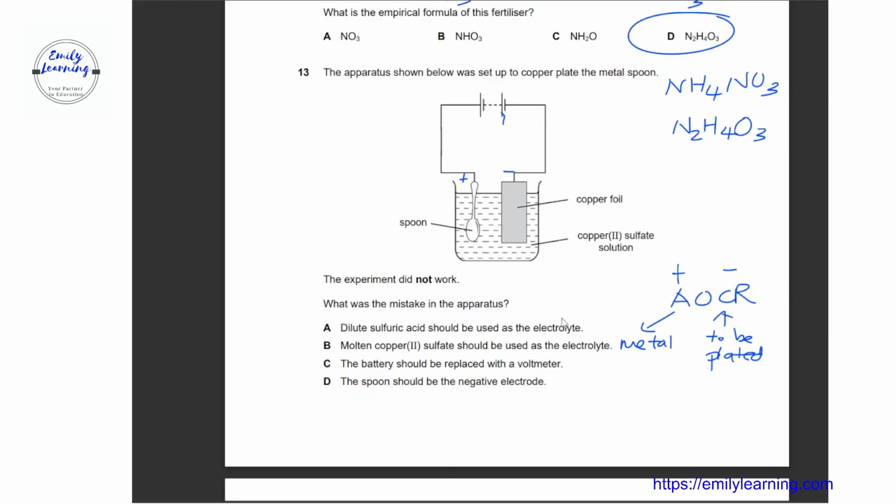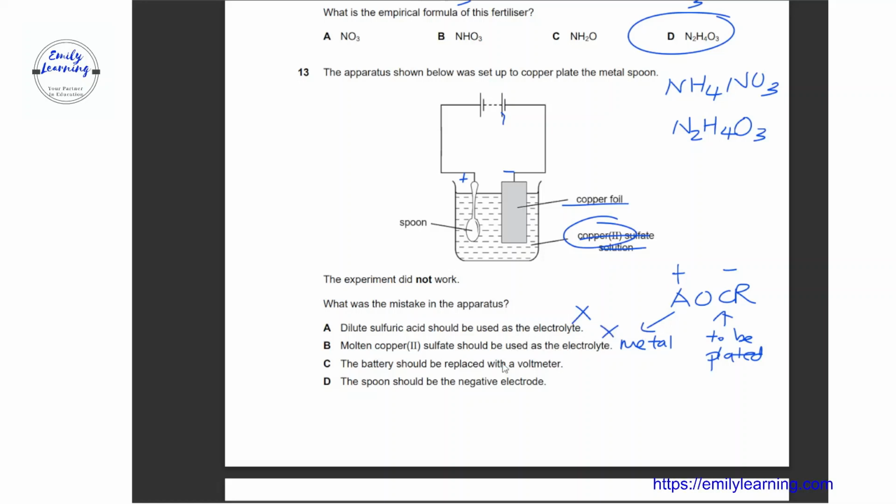Next, dilute sulfuric acid should be used as the electrolyte. No, I want to coat with copper, right? I put copper foil and copper(II) sulfate because I want to coat with copper. So copper(II) sulfate is correct. The problem is you have put the spoon and the copper foil at the wrong place. Next, molten copper(II) sulfate should be used as the electrolyte.